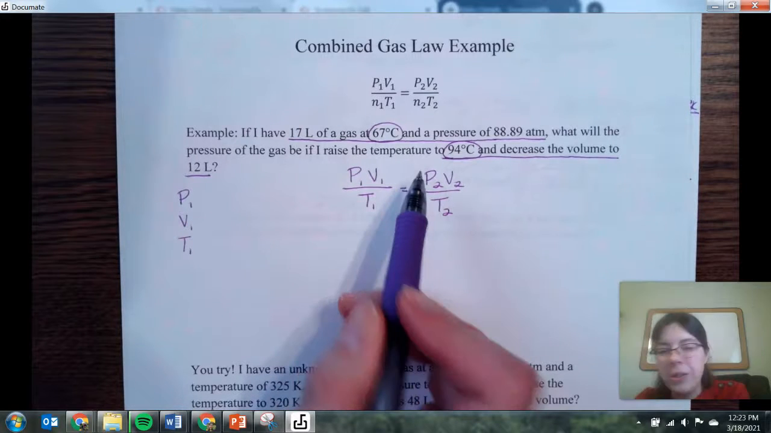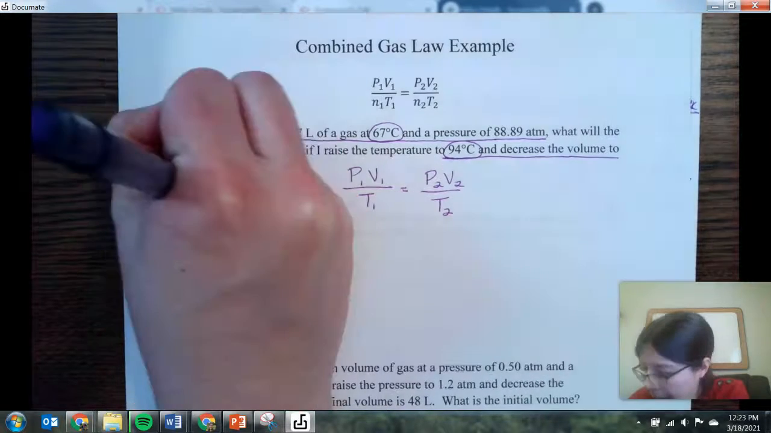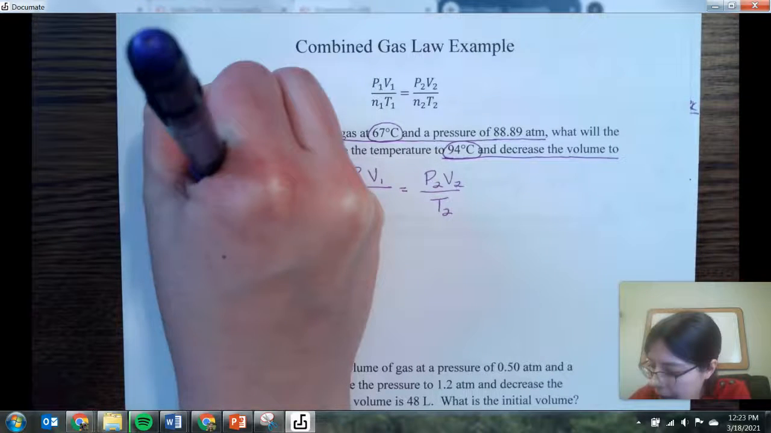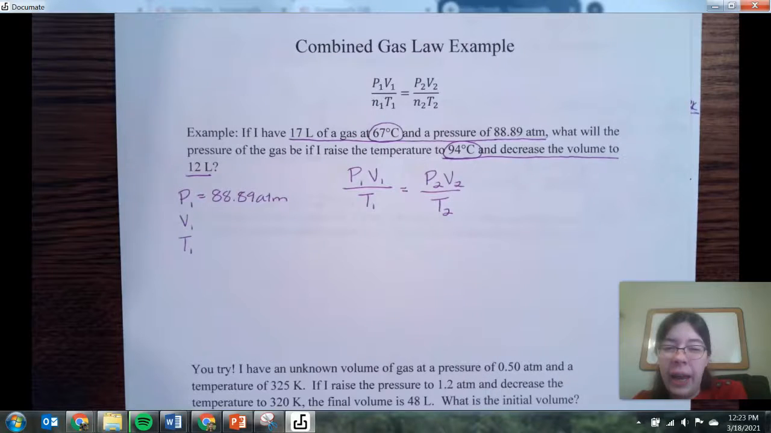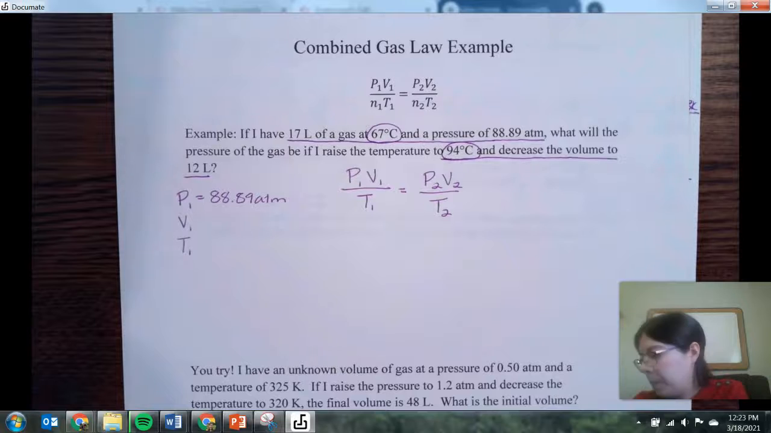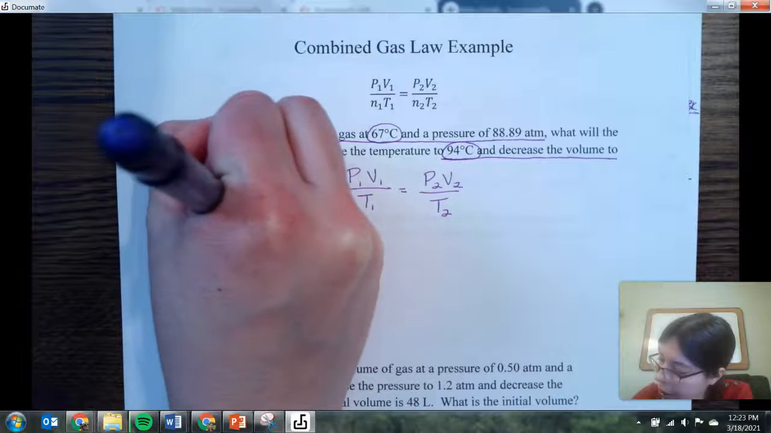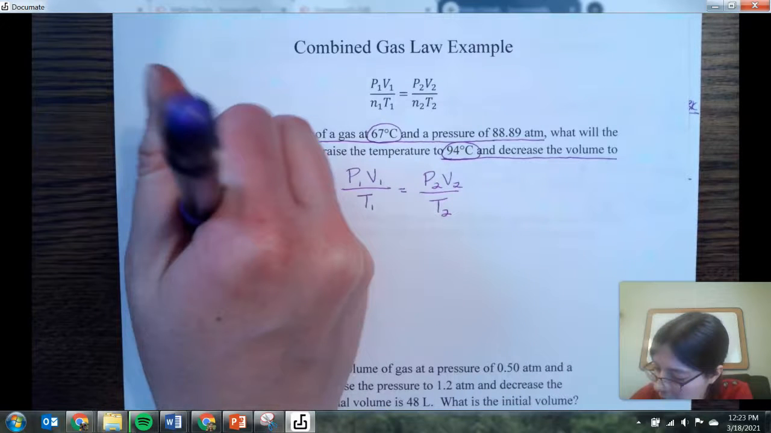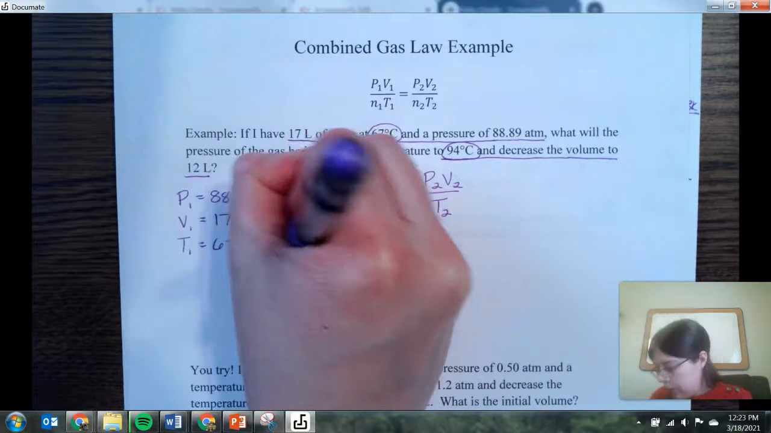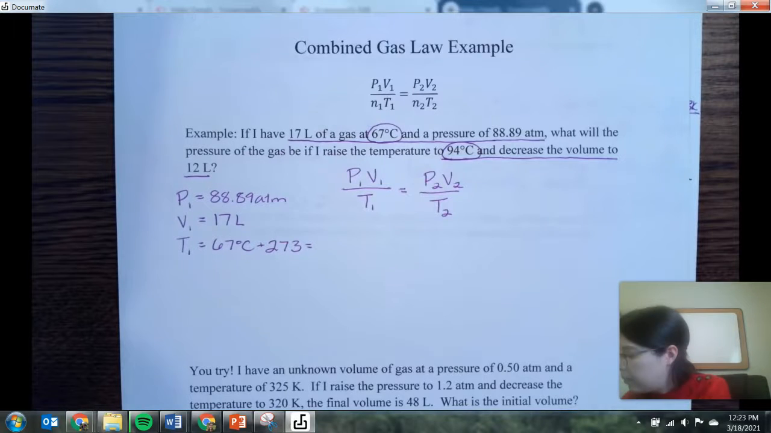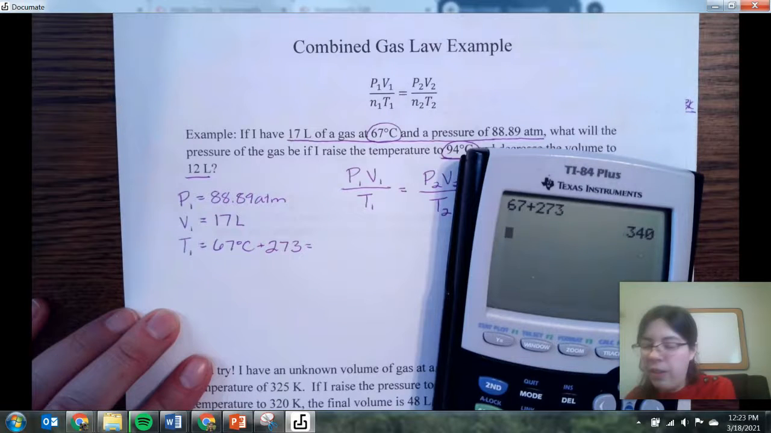Okay, so let's go ahead and start writing down our values. So my initial pressure is really, really high, 88.89 atmospheres. To give you a point of reference, atmospheric pressure at sea level on a typical day is 1. So this is really high pressure. Volume is 17 liters. And my temperature is 67 degrees Celsius. But don't forget, we need to change that to Kelvin. So we're going to add 273 to that value. 67 plus 273 gives me 340 Kelvin.